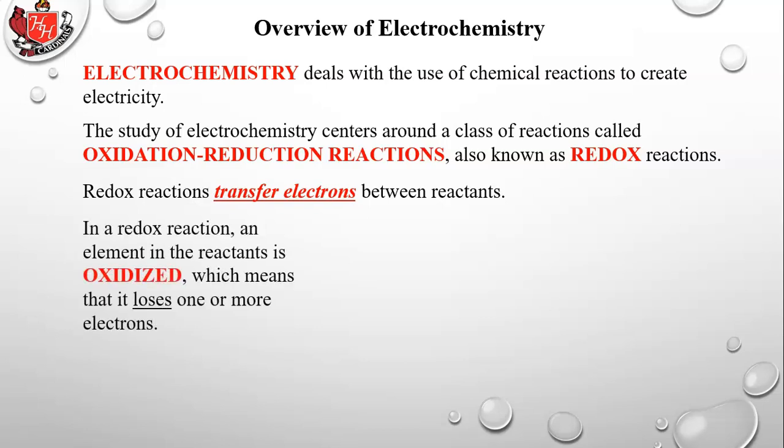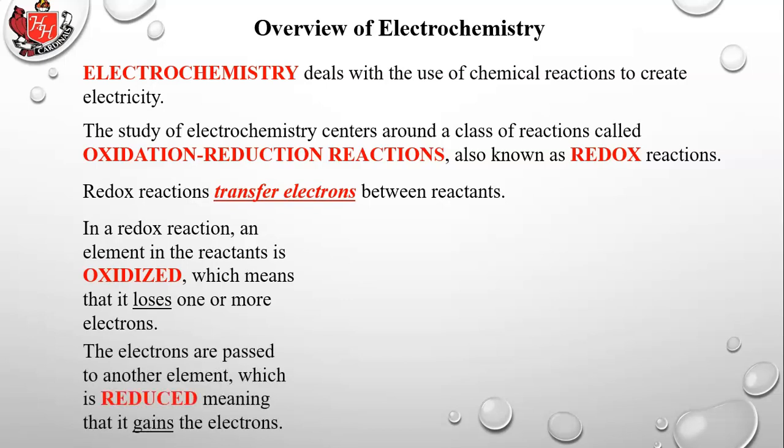So in a redox reaction, again, saying redox and saying oxidation reduction is exactly the same thing. In a redox reaction, an element in the reactants is oxidized, which means that it loses one or more electrons. The electrons are passed to another element which is reduced, meaning that it gains electrons. Now, at first, when you first study this, that seems kind of backwards. Why is gaining electrons called being reduced? We'll learn that in just a few slides. So oxidized means losing electrons, reduced means gaining electrons.